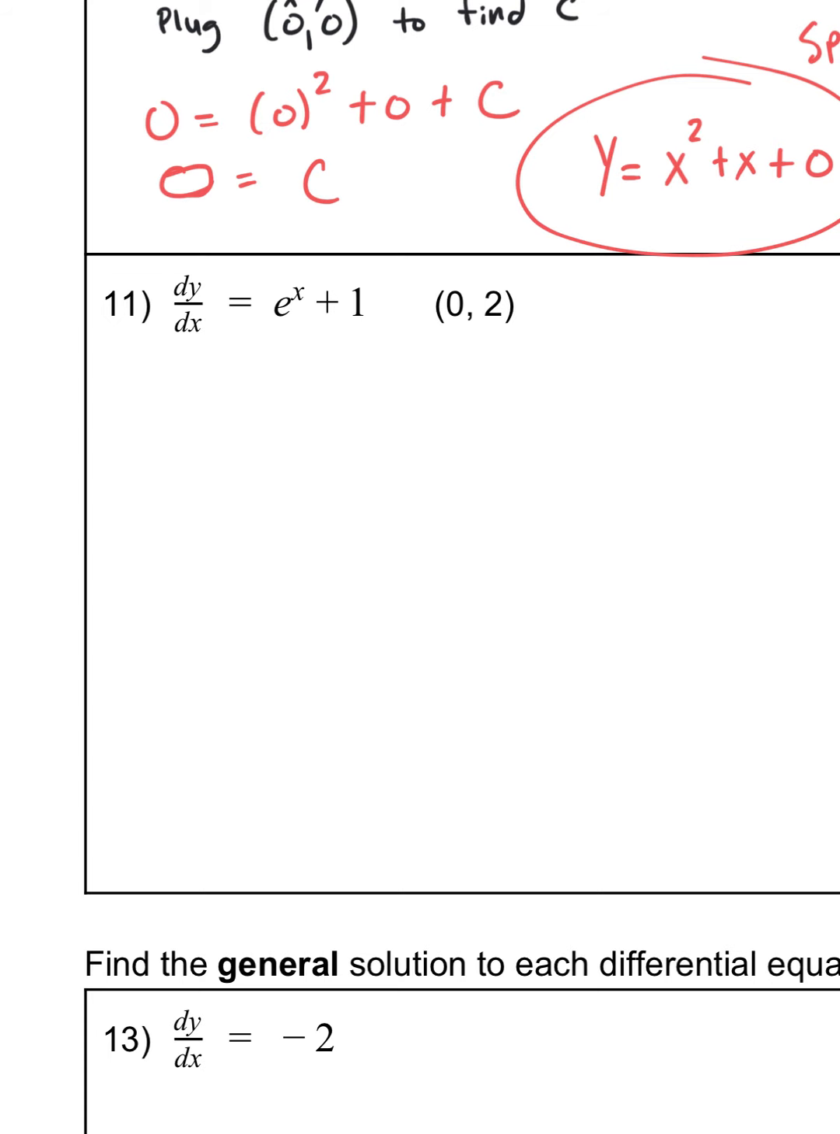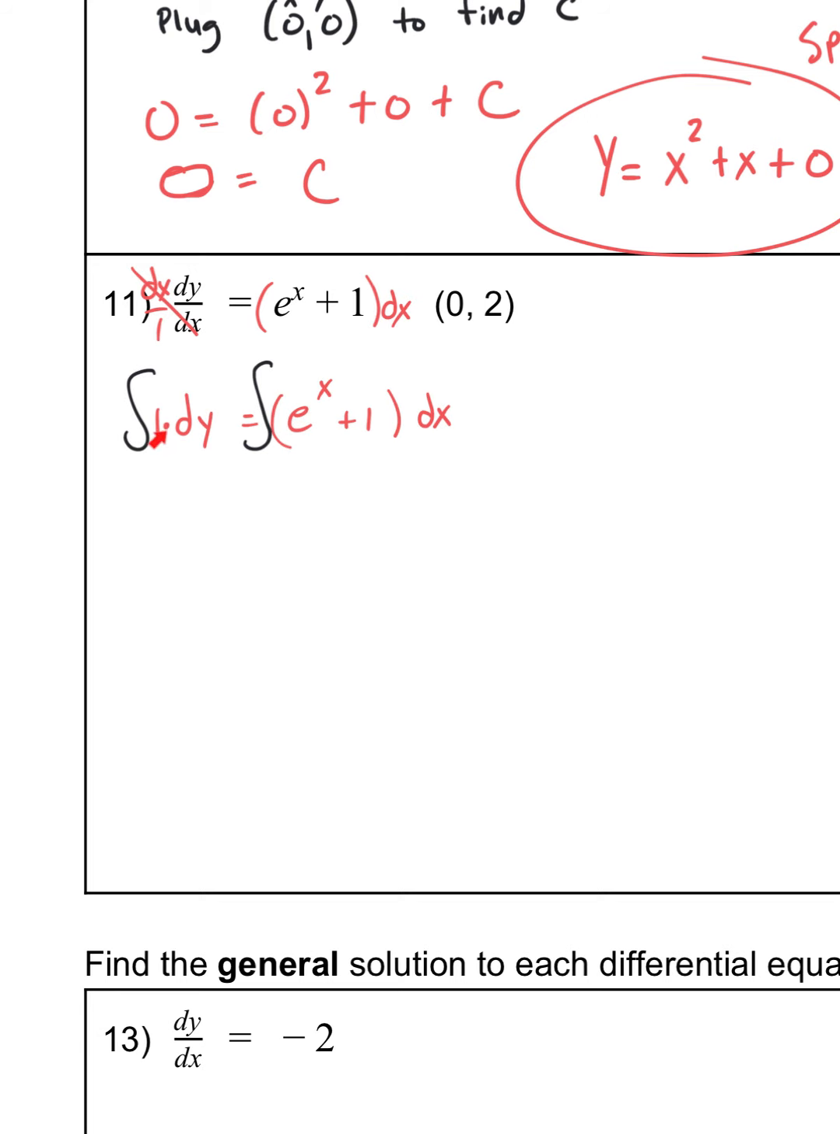Okay, the only thing that we have to do to separate the variables here is to multiply both sides by dx. We need to move that dx over. So these cancel. dy is equal to e to the x plus 1 dx. Now I integrate both sides. Remember, there's still a 1 here.